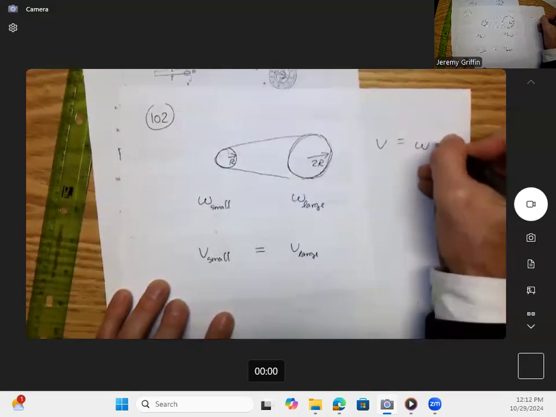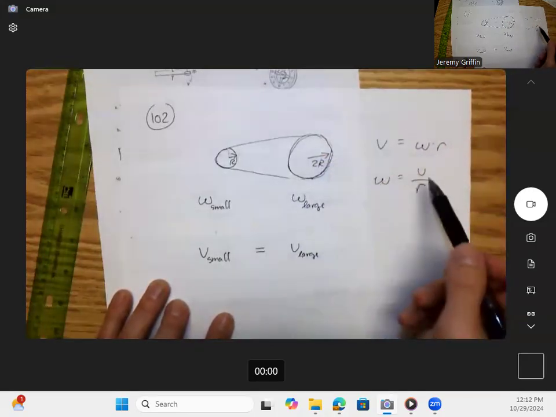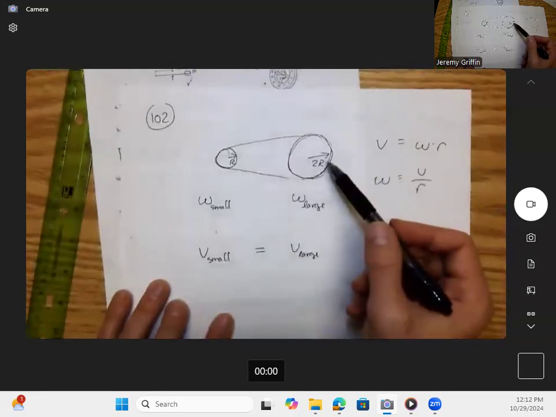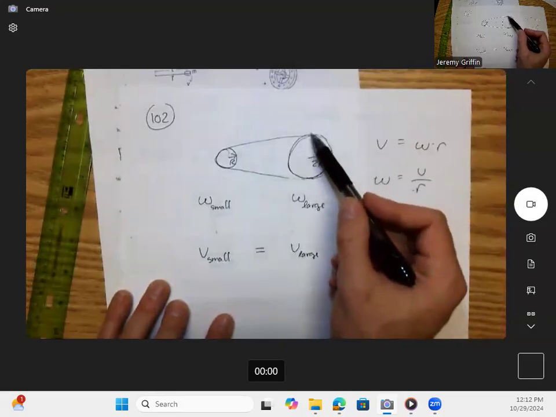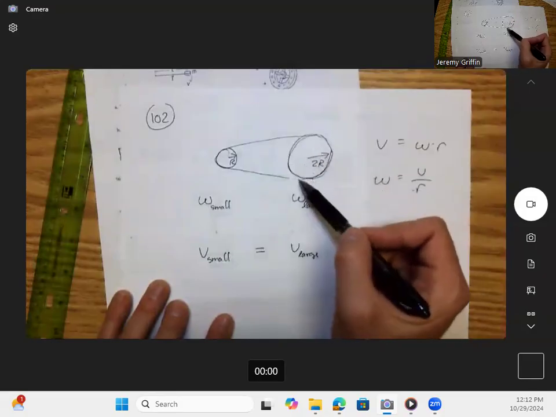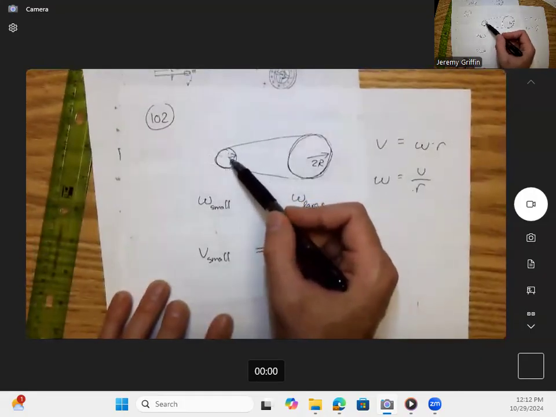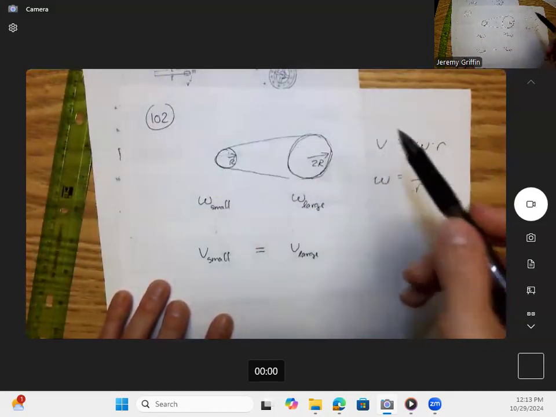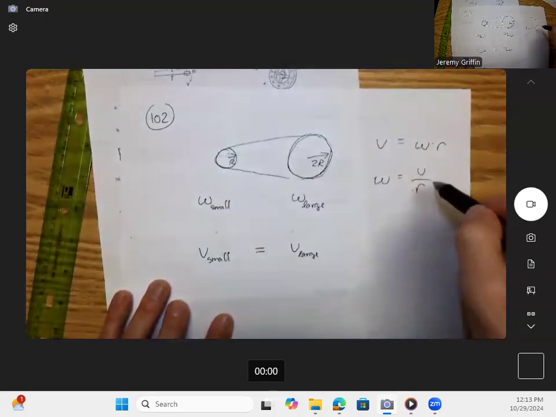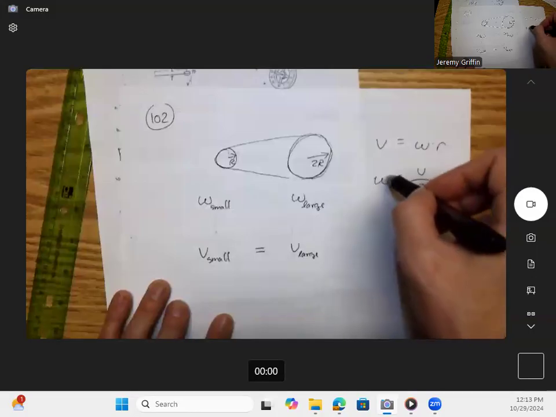V equals omega r, or if you like, omega equals v over r. So they've got the same speed. This large one has a large radius, so it's not spinning very fast at all. Suppose it turns around once. How many revolutions has the little guy made? 2. It only has half the radius, so it'll be twice the number of turns. So double the radius would be half the rotation. Half the radius would be double the rotation.